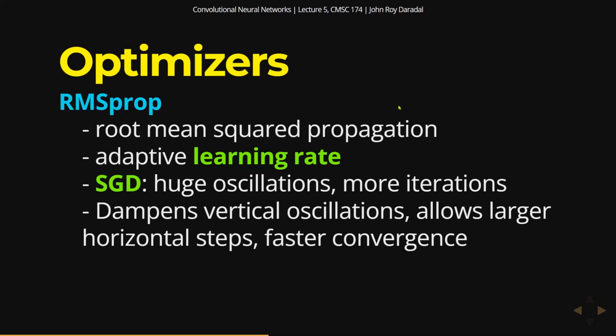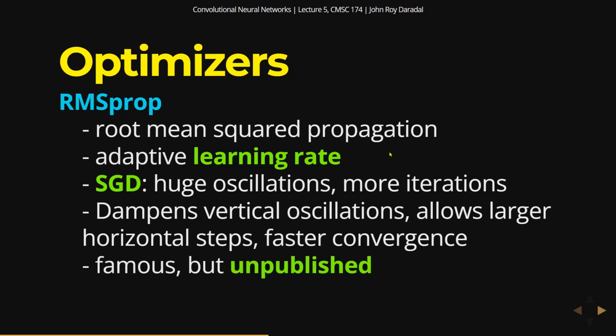So what does this mean? Meaning, we are trying to limit the vertical zigzags and allow you to jump horizontally much bigger than the normal SGD. So it will give you a higher learning rate if you need to, and it will give you a lower learning rate if you need to. So that's why the learning rate is adaptive. Now, this is a famous optimization algorithm, but it's actually unpublished. This was just mentioned by Geoffrey Hinton in one of his slides in a Coursera course for neural networks. So it's famous, but it's not really published.